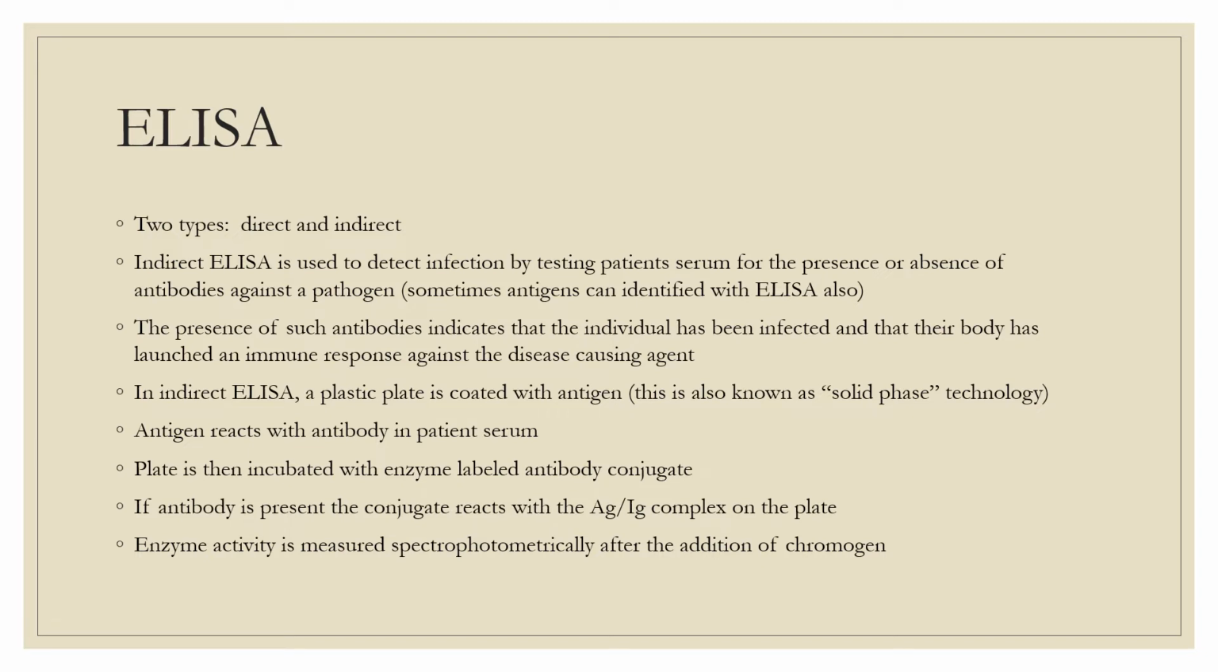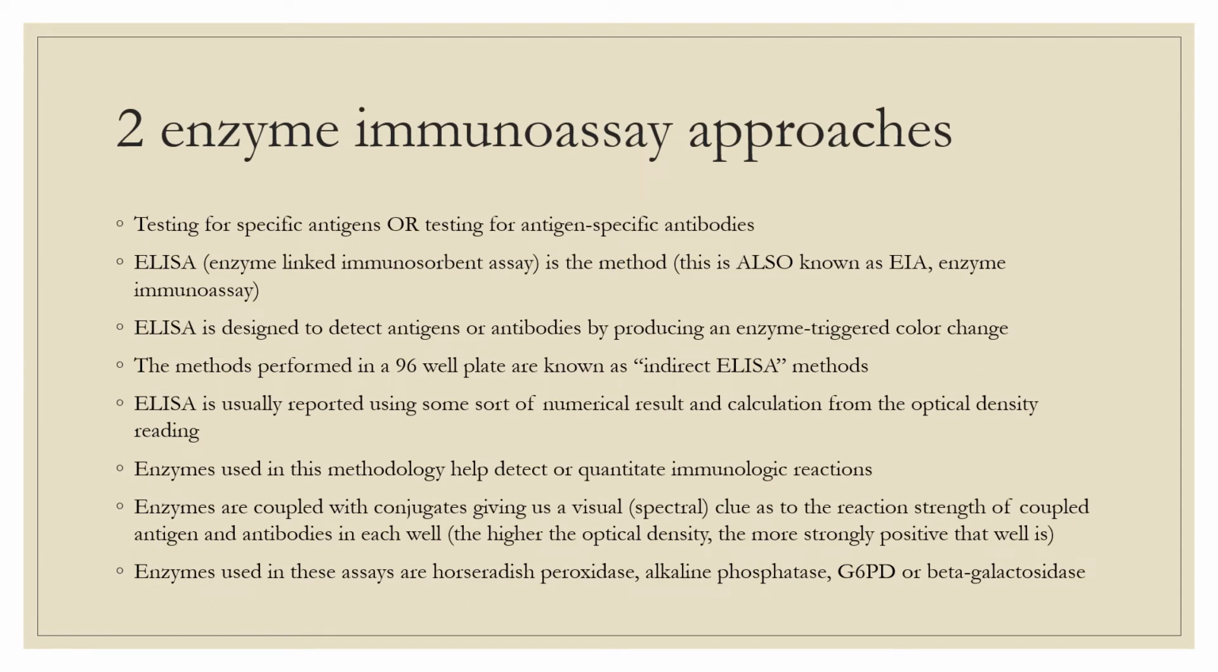Spectrophotometrically, here we're looking for a measurement of light relative to wavelength. The enzyme either absorbs or transmits light at a certain wavelength. There's two approaches to see if our patient has a disease due to a pathogen. We can test for specific antigens from that pathogen, or we can test for a specific antibody that is specific to that antigen. ELISA, again, is enzyme-linked immunosorbent assay, and it's a method that we can use to determine if we have specific antibodies to a disease or if we have antigens to a bacterial pathogen or viral pathogen.